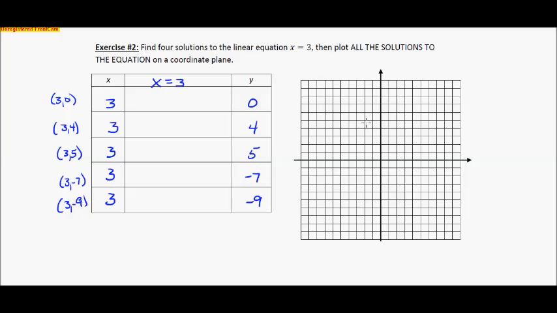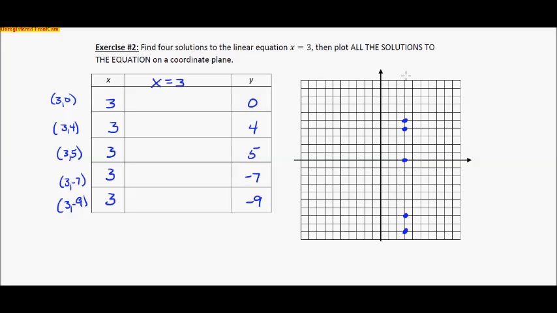And again, it's going to be a vertical line, because if I graph each one of these points, it always goes to x equals 3, and then the first one stays at 0, and then goes up or down whatever your y value is. So the next one is 3, 4. The next one is 3, 5. The next one is 3, -7. I'm going to count down to that one. And 3, -9. It'll be right down here.